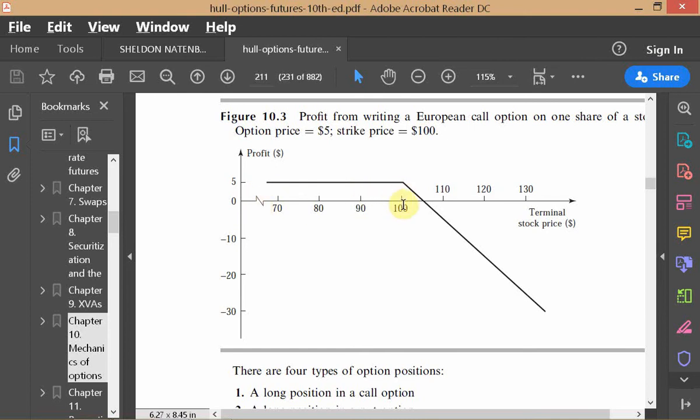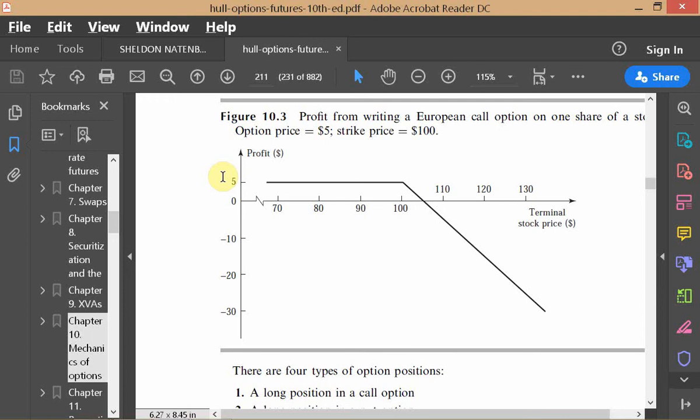You see that for all prices below the exercise price, below the strike price, the holder of the option is not exercising. Can you see that? That's clear from the chart, right? There is no exercise happening for all prices below the strike price, that you can see clearly. That's why you're collecting the clean premium.